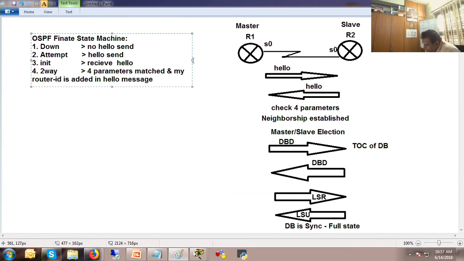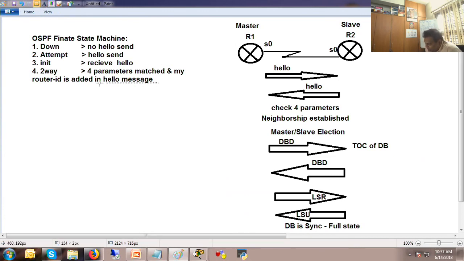See, when I am sending hello, for example R2 is sending hello. R2 is adding R1's router ID as neighbor. When I am sending hello, I say, my name is 2.2.2.2. My neighbors are 1.1.1.1. So I added yours in the neighbors. So you understand that we are in two-way now. How do you know that they accepted me? In the hello itself, in the neighbors list, my router ID is also added. That is two-way state.